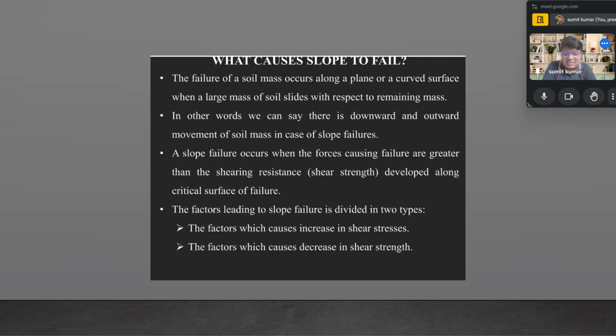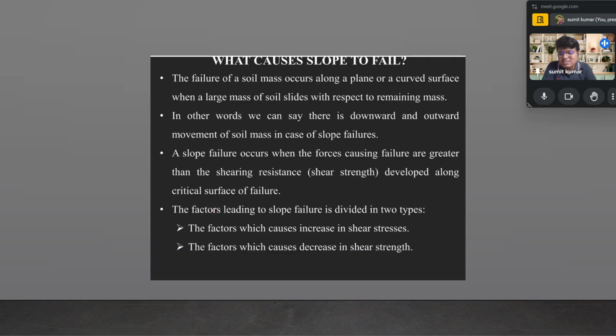So that is the stress which is applied. In this condition, if the resisting force is less than the driving force, it would result in the failure of the slope along the critical surface, and the critical surface is the one along which the strength of the soil is minimal, that is, the shear strength of the soil is minimal.